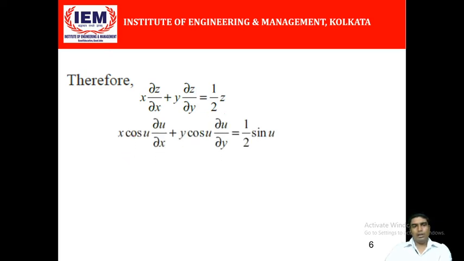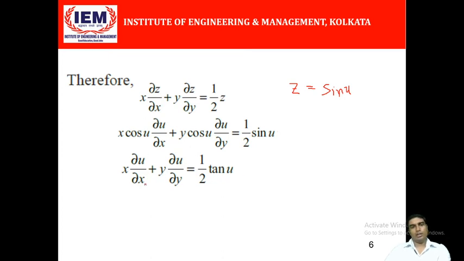Now z I know is equal to sine u, right? Z equal to sine u I have taken. Then the partial derivative of this function with respect to x will be x cos u del u del x plus y cos u del u del y equal to half, and z equal to sine u I will put here. Now I can take out cos u common, both of these terms involve that cos u, and divided by cos u I will get half tan u, and this side I will get this equation.